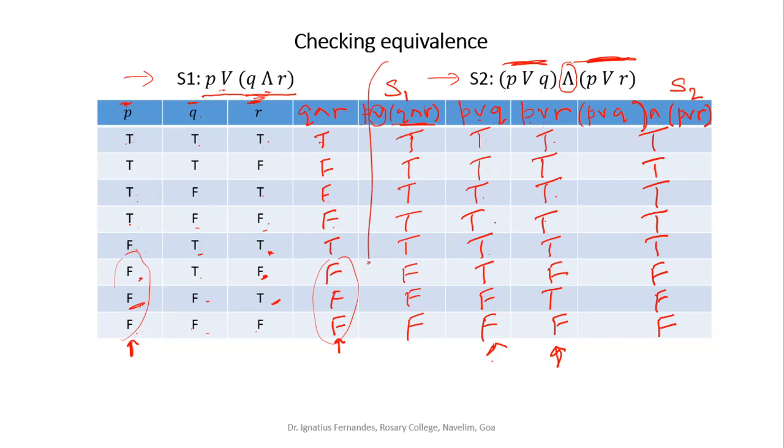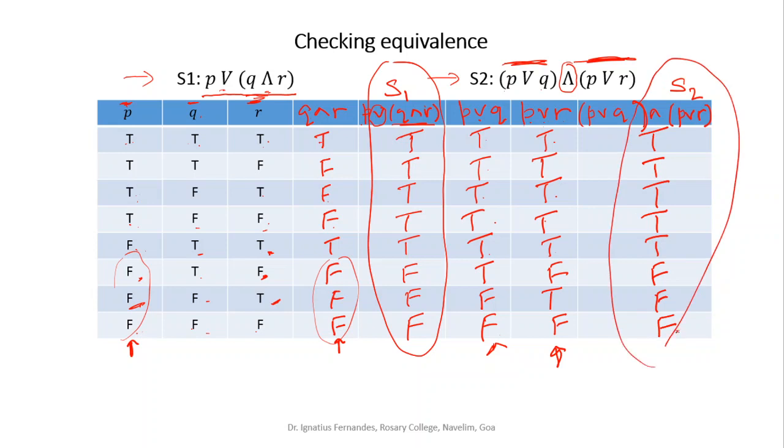Now I look at S1 and I look at S2. Check the truth values, and you will see that both are identical. F, F, F, F, F, F. These are all T's, and here also these are all T's. Since both columns are identical, the truth values taken by both these statements are the same for any values of P, Q and R. So we say both these statements are equivalent. In fact, we have verified the distributive law. The same way you can verify the other distributive law as well. Okay. Thank you.